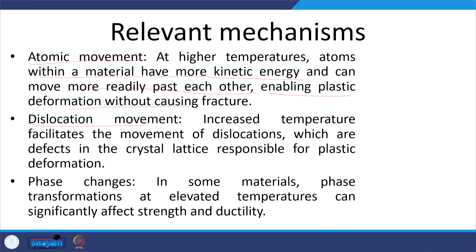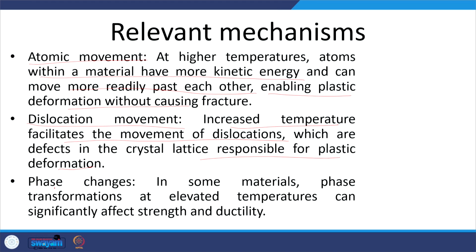The other one is dislocation movement. Increased temperature facilitates the movement of dislocations by climb up, climb down, and the annihilation of the dislocations, softening the metal. These are crystallographic defects, so once the dislocation movement is facilitated, this will facilitate the plastic deformation easily.